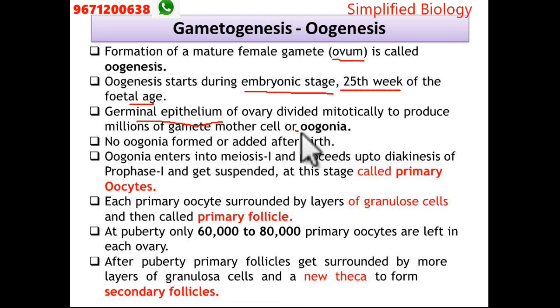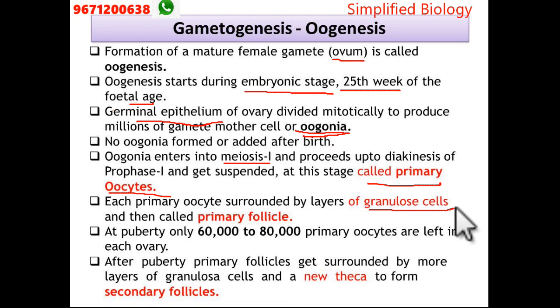And to form the oogonia. Who form the oogonia? That's named as the gamete mother cell. Remember one thing, no oogonia form after the birth of the baby. Then oogonia enter into mitotic division and form the primary oocyte. Oocyte, clear? Then the oocyte is covered with the help of a few layers named the granulosa cells.